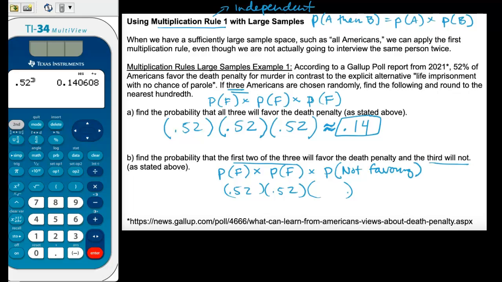How do we find the probability of not favoring? They're complementary events. So if 52% of people favor, we can take 100% and subtract 52, which gives us 48% that will not favor it. The decimal for that is 0.48. So we take 0.52 times 0.52 times 0.48, multiply those together, and get, rounded to the nearest hundredth place, 0.13 approximately.